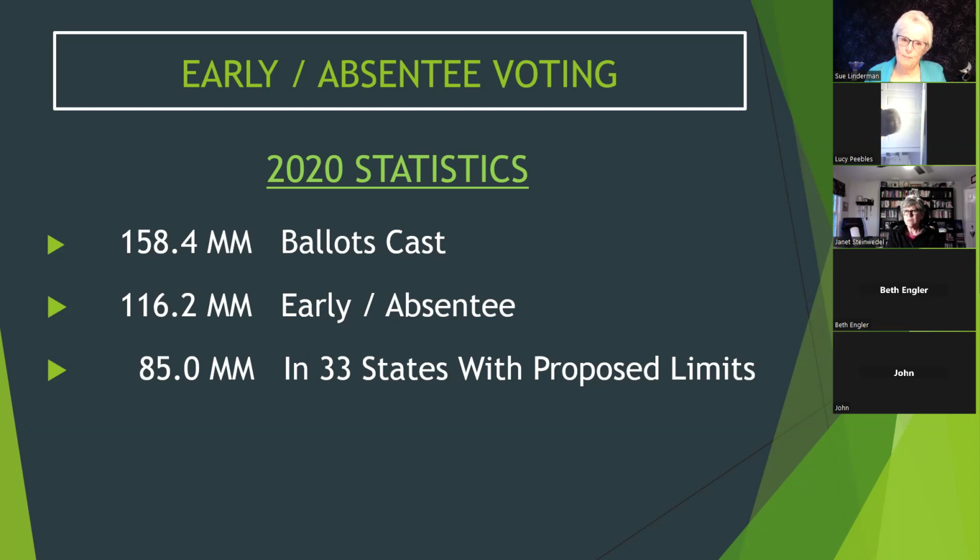And what's really intriguing is if we look at the full US election in 2020, there were 158.4 million ballots cast, of which 116 million were early or absentee. And of that number, 85 million of those voters are in the 33 states that are proposing limits to early and absentee voting. And so the potential impact on voting levels, at least voting levels as exercised during 2020, are significantly at risk.